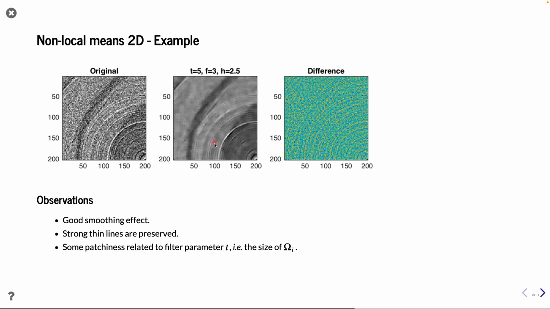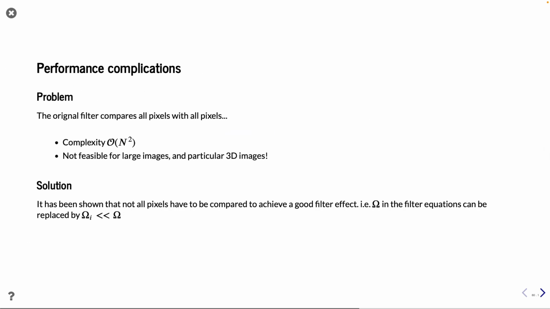And then you can actually also get a little bit of patchiness in the filtering. That could be an effect. You can even see in the comparison here that there is a little bit of squared patches in that. So there is a little bit of a complication in the performance because the complexity is big O n squared, because every pixel has to be compared with every other pixel. And that's quite time consuming, particularly if you go for three-dimensional images.